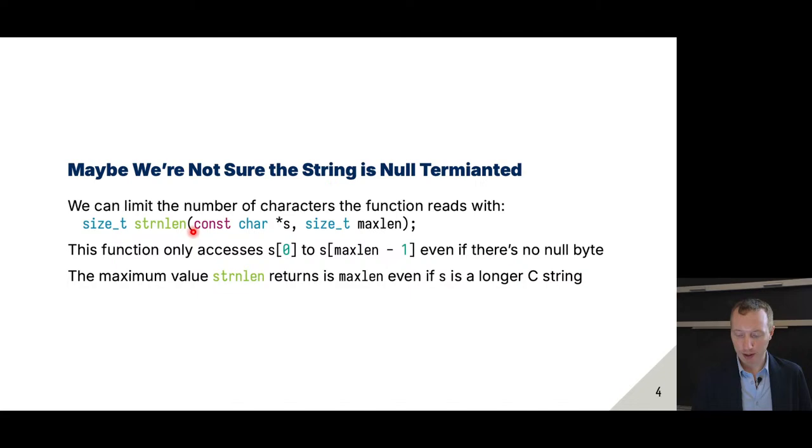So this takes two arguments: the string to get the length for, and then another size here for max length. The rule with this one is it will only access the values in that s array from index 0 all the way up to max length minus 1. So it would access at most max length bytes, even if there's no null bytes. It will stop if it makes it to the end of max length, just reads the last character, and then it will just return that value.